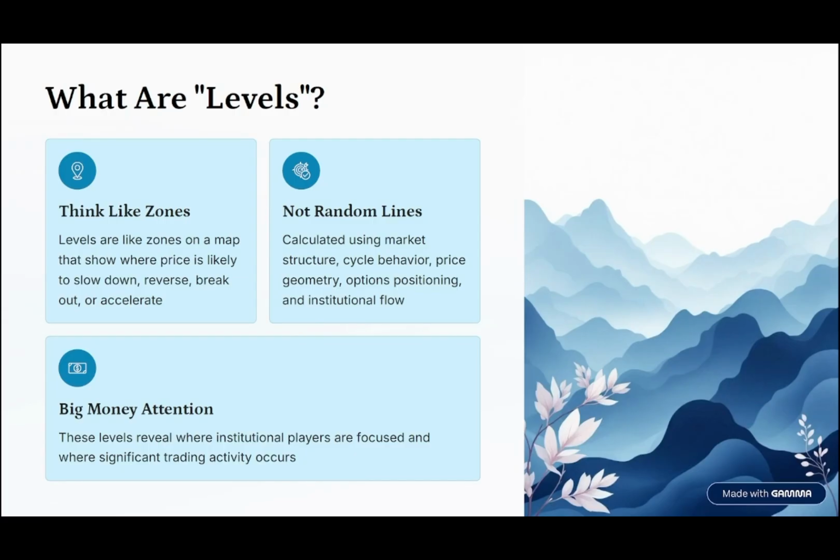What are levels? An overall description is to think of them like zones. Our algorithm generates distinct objective levels, just like zones on a map, that show where price is likely to slow down, reverse, break out, or accelerate. These are not random lines. They've been calculated using market structure, cycle behavior, price geometry, options positioning, and institutional flow, which, as we know, tends to drive the market in certain directions. Levels help us be aware of where big money is focusing its attention. We can expect significant trading activities in these marked zones.